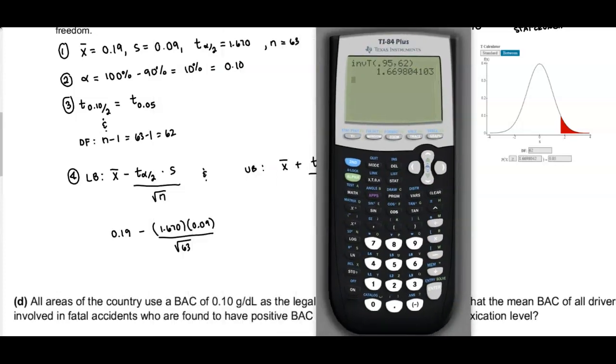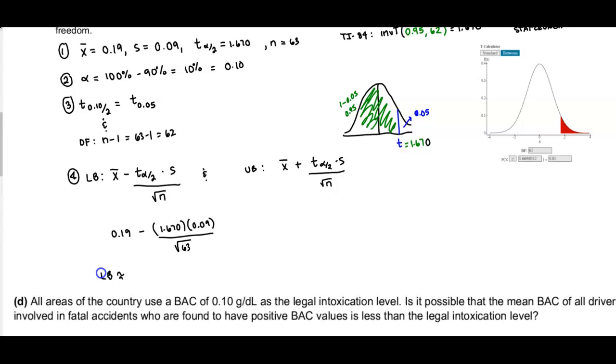We have the following. We're going to use a negative, so negative 1.67 times 0.09, and then we're going to divide that by the square root of 63, and then we're going to add 0.19. And so therefore, we get a lower bound of 0.171. So our lower bound is 0.171.